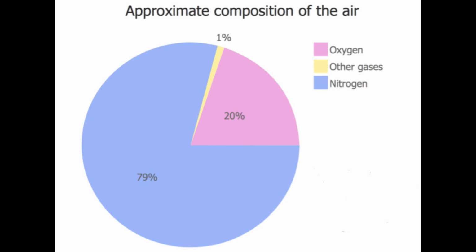You can see from this graph that, in nitrogen, the value is around 79%, which is the highest. You can also see from this graph that, in oxygen, the color is pink. And other gases include carbon dioxide, argon, and water vapor. In conclusion, this graph is very informative.